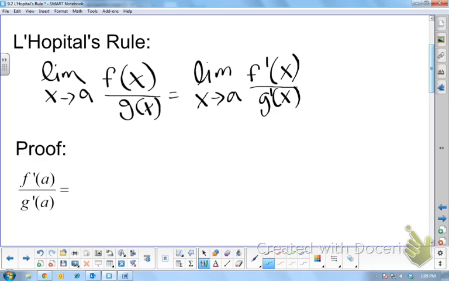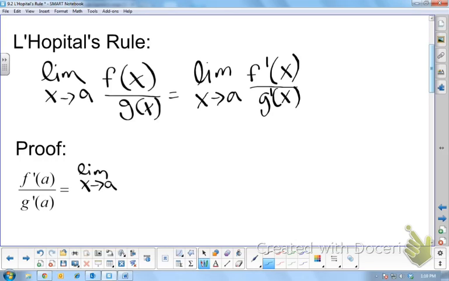But we have to think back to the old school formula. x approaches a is what we want. So we are starting on the opposite side. We're starting with f prime of x over g prime of x, and we're going to prove it's the same as this left side.